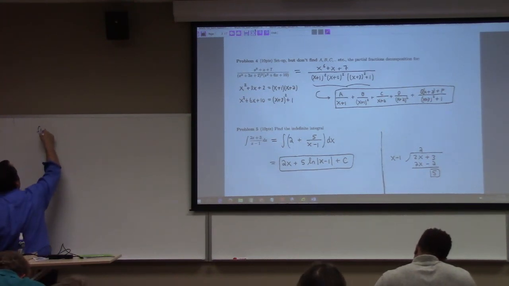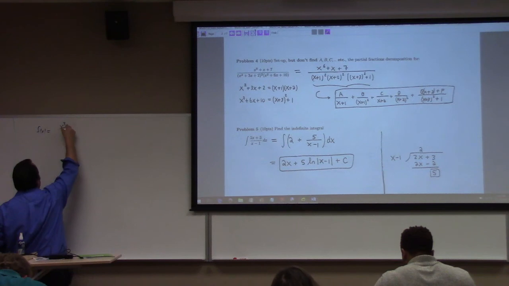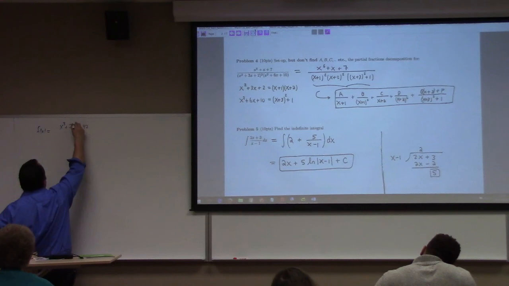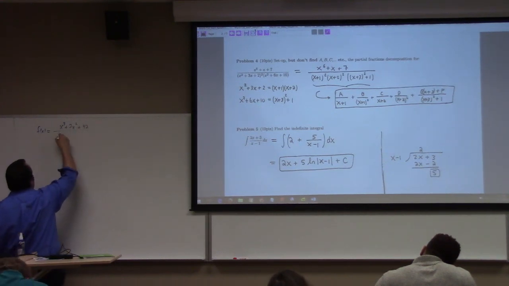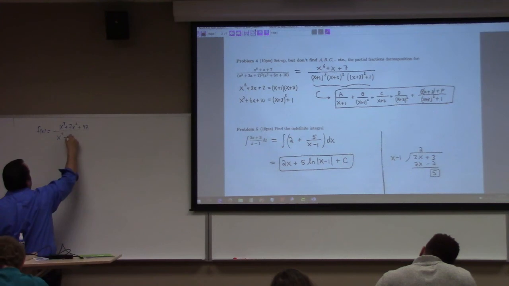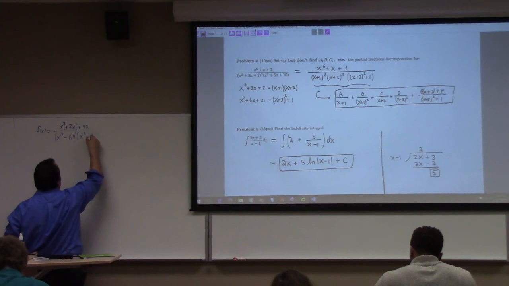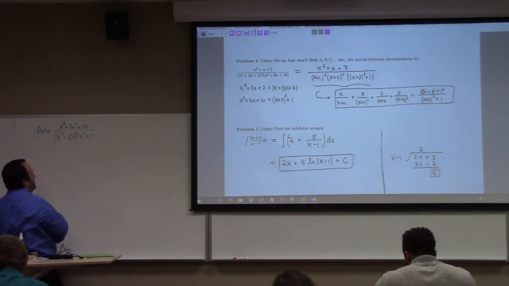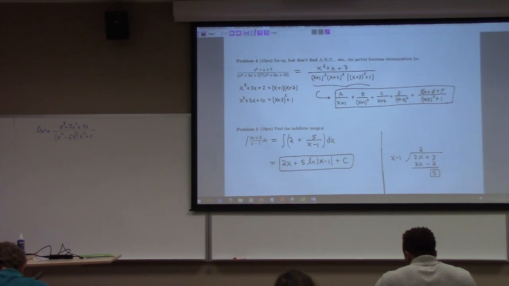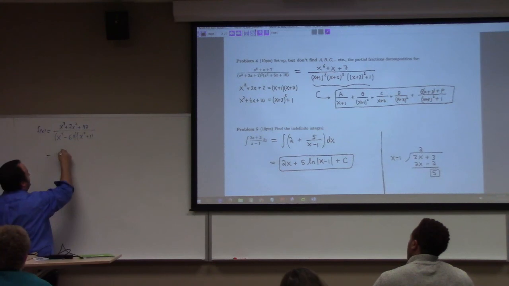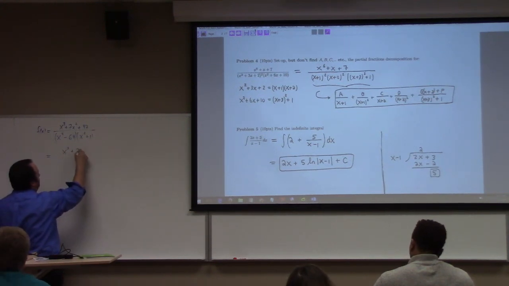Suppose you have f of x equals x cubed plus 7x squared plus 42, divided by x to the 4th minus 64 times x squared plus 1. So what would be the partial fractions decomposition for this function? Before you can do that, you first need to do what? You need to factor the denominator completely over the reals.